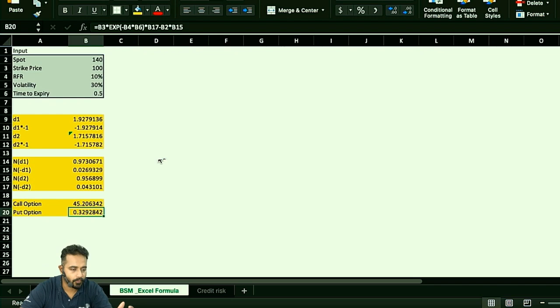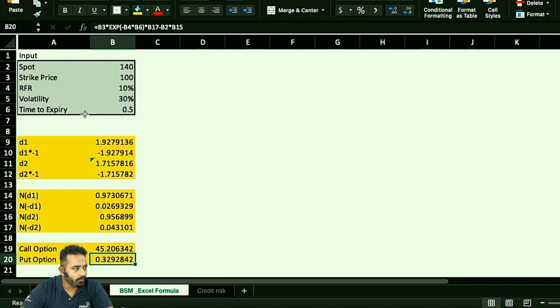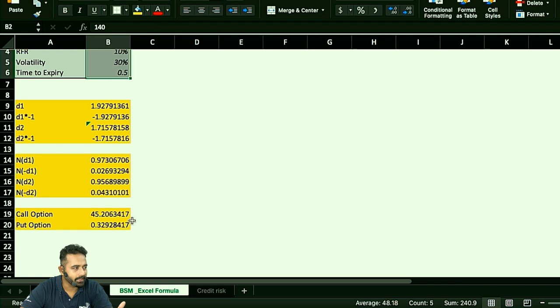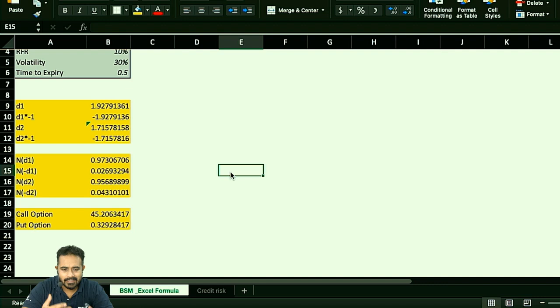So next time you want to value an option, all that you need to do is come and insert values in these areas, insert the value of spot, strike, RFR, volatility, and you should be able to get all these values for yourself. Now I would also be uploading this Excel file in the description of this video, so if you want it for reference, you can always make use of it.